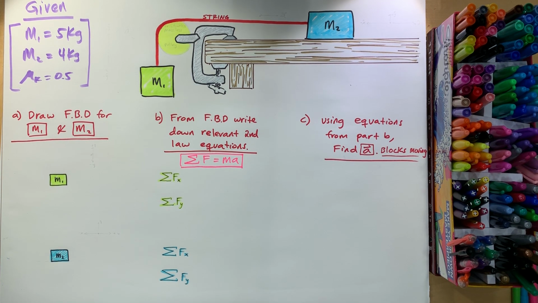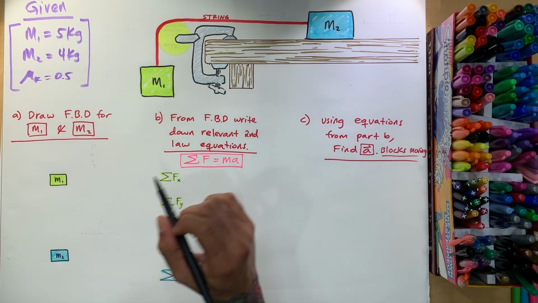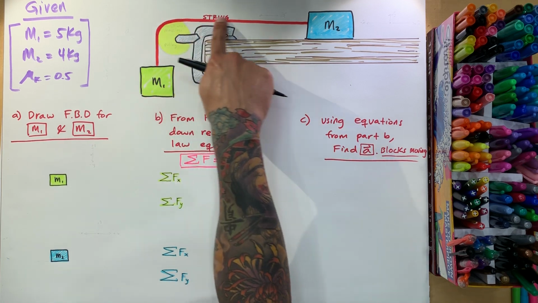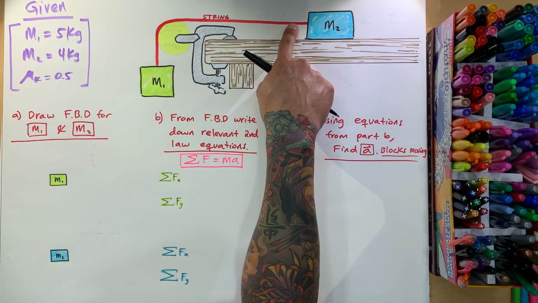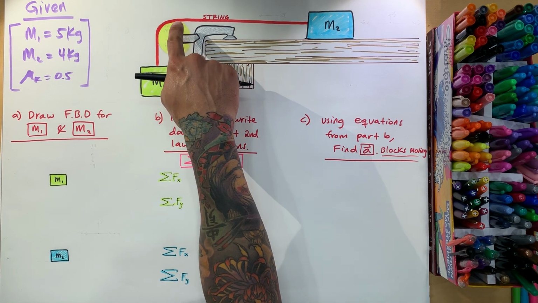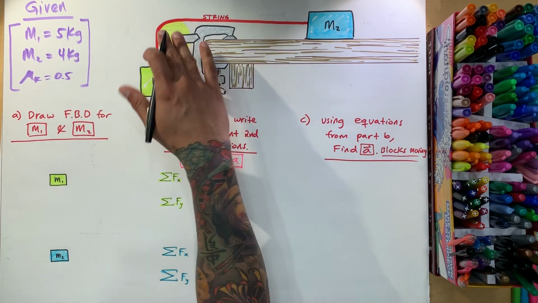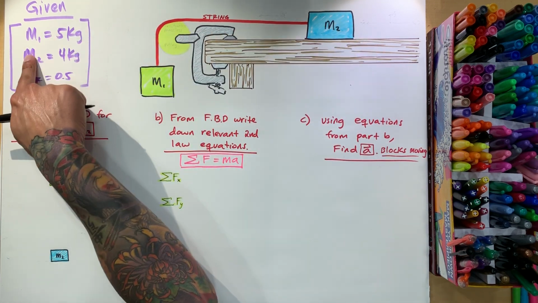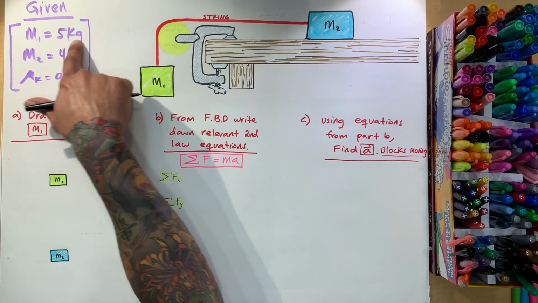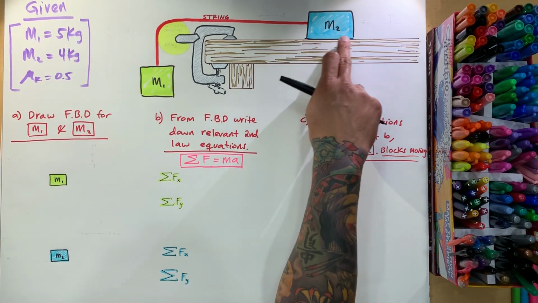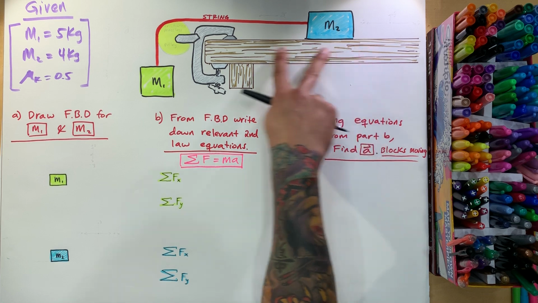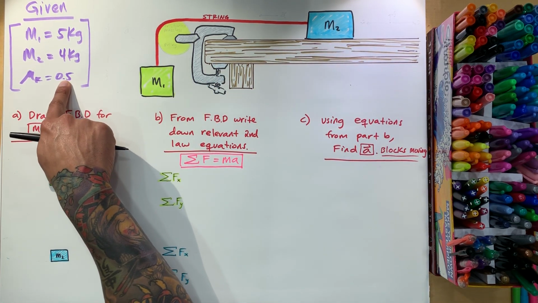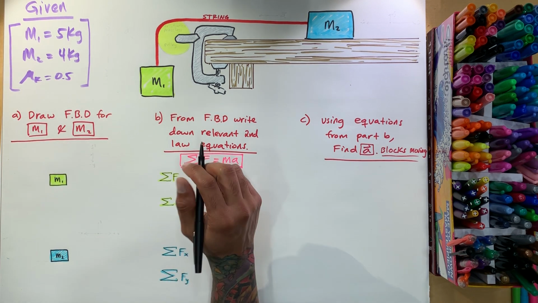Let's take a look at a Physics 1 problem. We have two masses, M2 and M1, connected by a very light string over a frictionless, massless pulley. Basically, just ignore the pulley for now. M2 has a mass of 4 kilograms, M1 has a mass of 5 kilograms, and the kinetic friction between this wood table and mass 2 is given as mu equals 0.5.